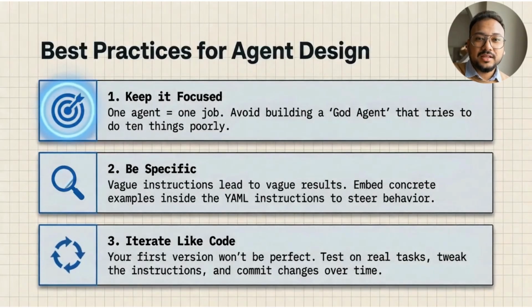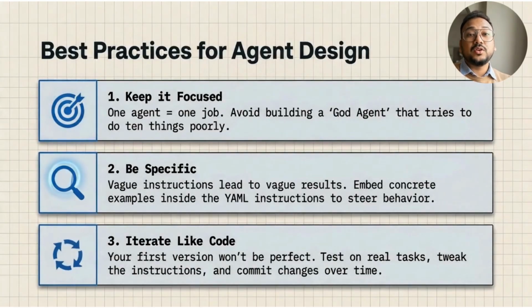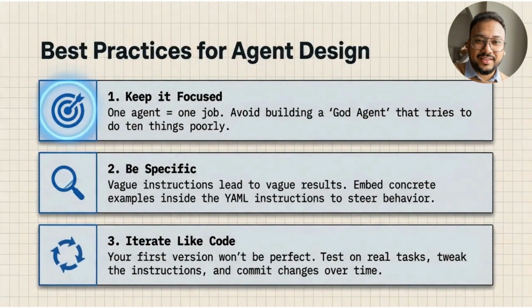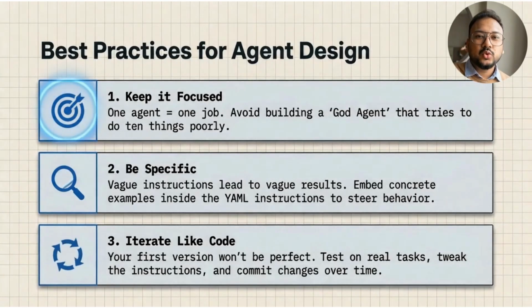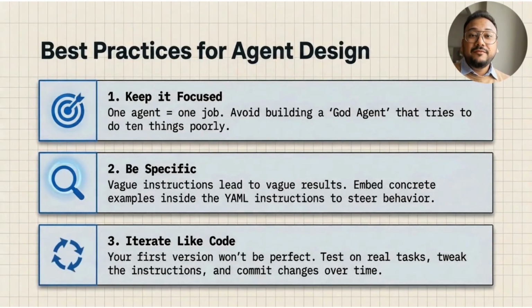As you start building, here are a few best practices to keep in mind. 1. Keep it focused. Don't try to build one god agent that does everything. An agent that does one thing really well is far more reliable and useful than one that tries to do 10 things poorly. 2. Be specific. Vague instructions lead to vague results. Be clear and direct in your instructions. If an agent's behavior isn't quite right, providing examples in the instructions can help steer it.